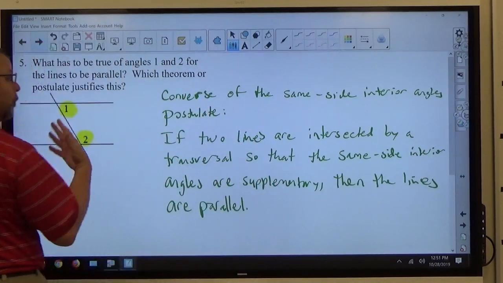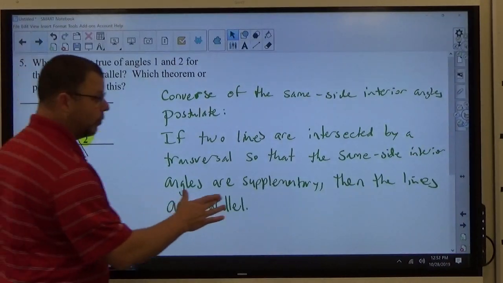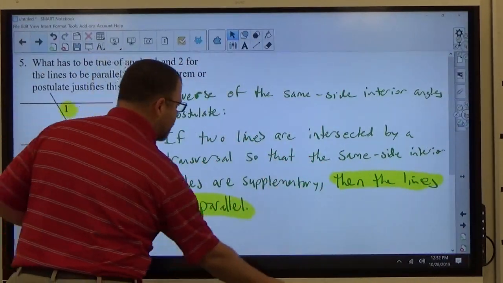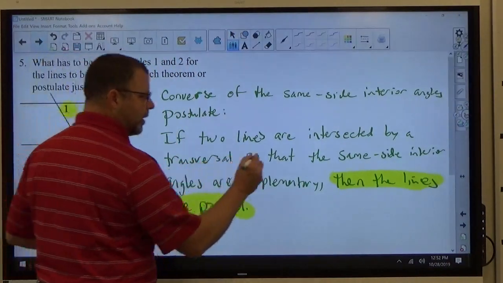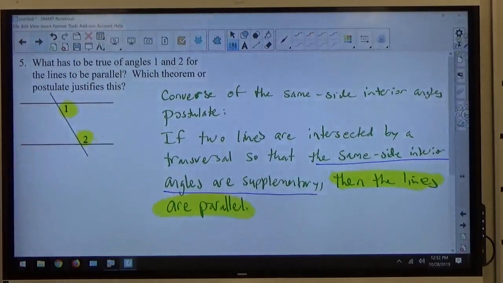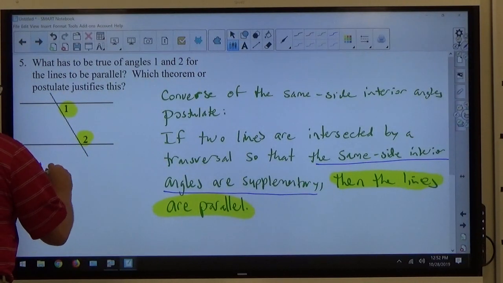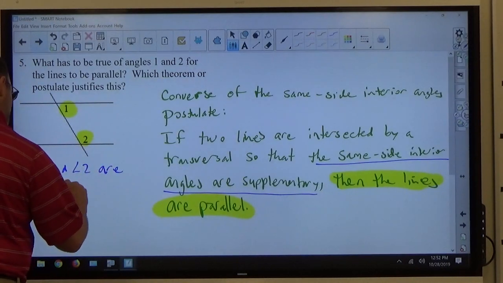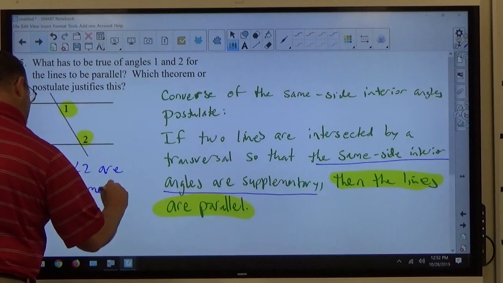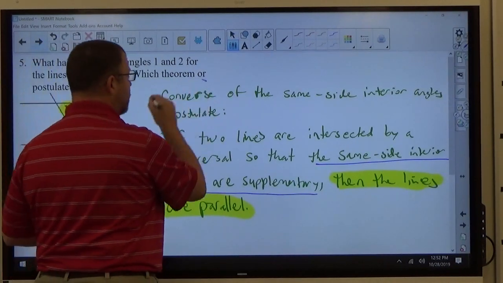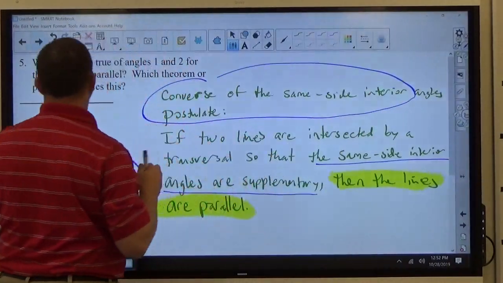Once again, we're trying to conclude parallel lines. We want to make this conclusion, lines are parallel. In order for that to happen, we have to make sure that the same side interior angles are supplementary. So I simply state what has to be true of angles 1 and 2. Angle 1 and angle 2 are supplementary. Why? Which theorem or postulate? The converse of the same side interior angles postulate.